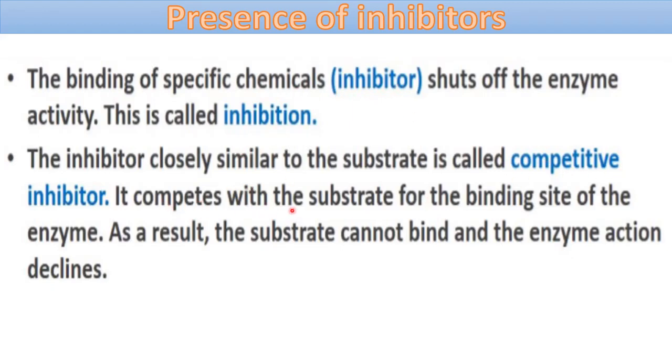It competes with the substrate because its structure is similar to that of the substrate, so it will compete with the substrate for the binding site of the enzyme. As a result, substrate cannot bind and enzyme action declines. Okay, if any inhibitor is competing with the substrate for binding with enzyme, then what will happen? There will be less chance of the substrate binding with the enzyme, and rate of reaction will decrease.